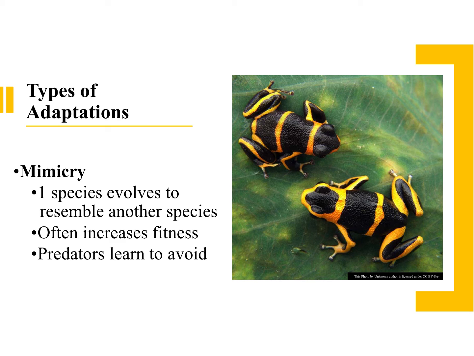So for example, does anyone know what these frogs are? Good. Poison dart frogs. One of these is the poison dart frog. One is a normal one that just mimics it. But would a predator know the difference? No. Nope. So the predator is going to avoid both.